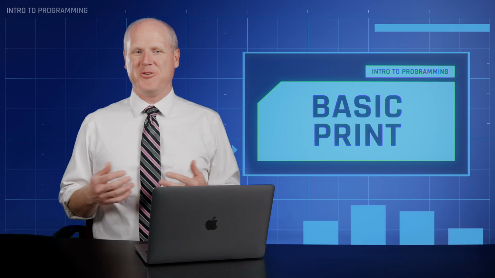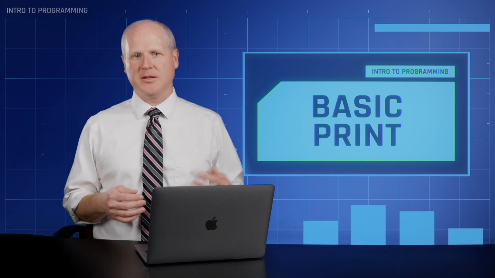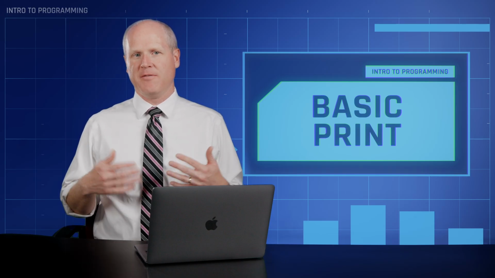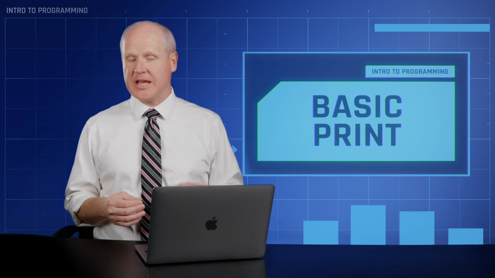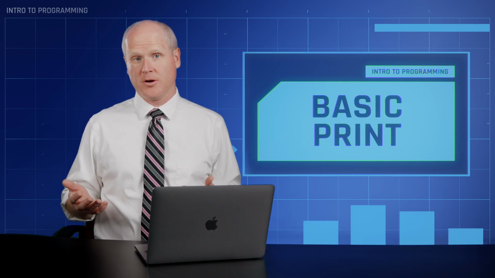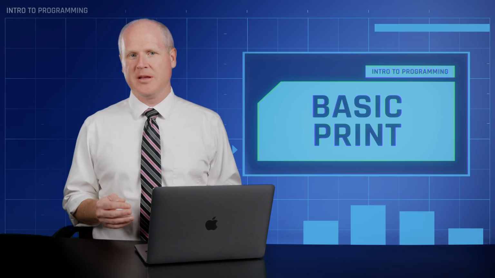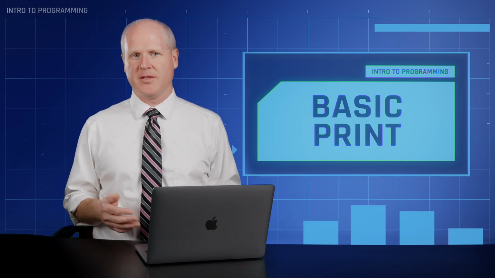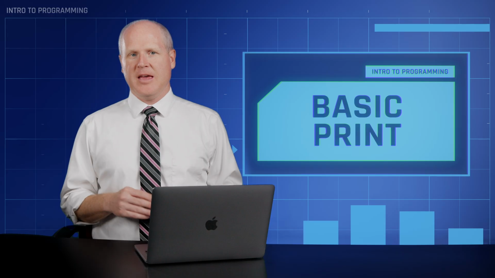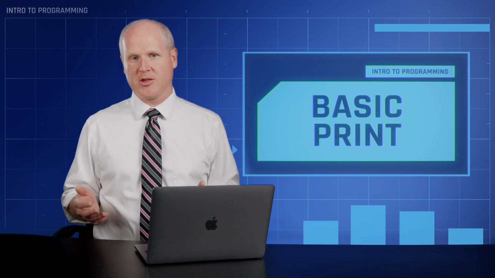Most programs that you write will have some kind of output or information that is communicated outside of the program. It could be sent to another program, to the person using the program, the user, or somewhere else. The most basic kind of output is simple text that is displayed to the screen. In this video, we'll talk about displaying basic text information using the print function.